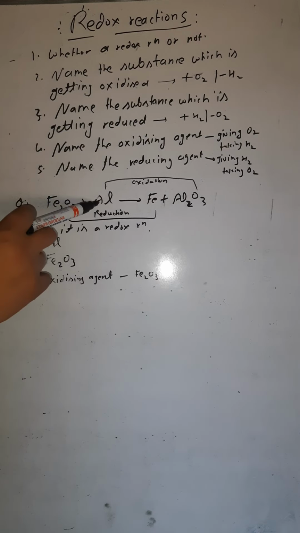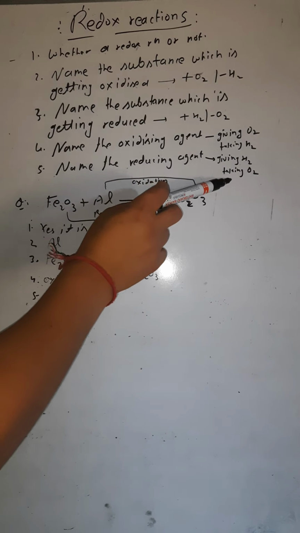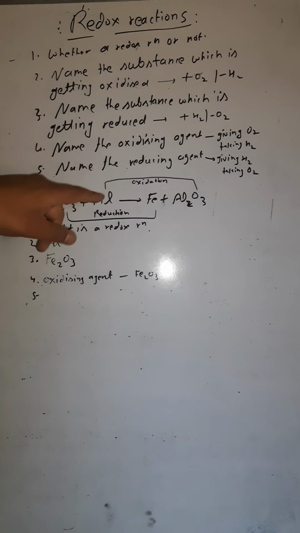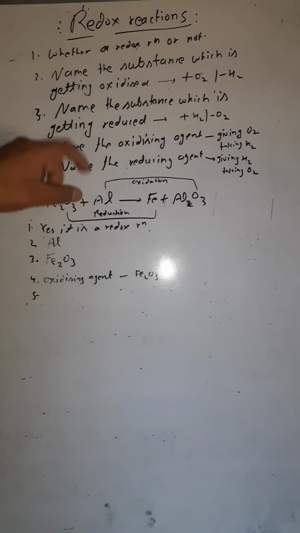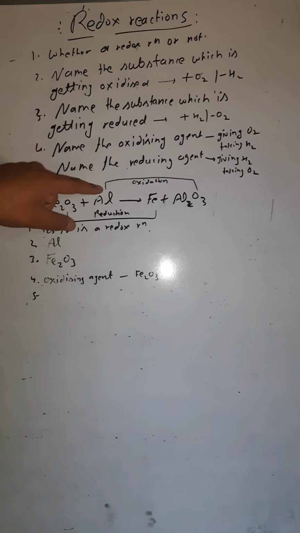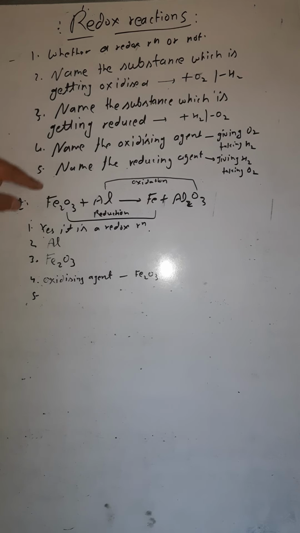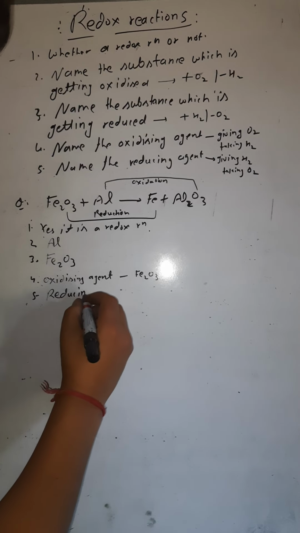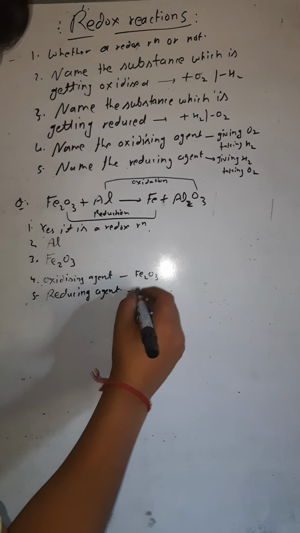Now tell the reducing agent. Reducing agent means the substance which is taking oxygen or giving hydrogen. Hydrogen is not here, but you can see oxygen. Name the substance which is taking oxygen. Is this one taking oxygen? No, it is not. Look here, aluminium is taking oxygen from this one, and this one is giving oxygen to aluminium. So the one giving oxygen is called the oxidizing agent, and the one taking oxygen is called the reducing agent. What is the reducing agent here? Aluminium. So the answer for reducing agent would be aluminium.